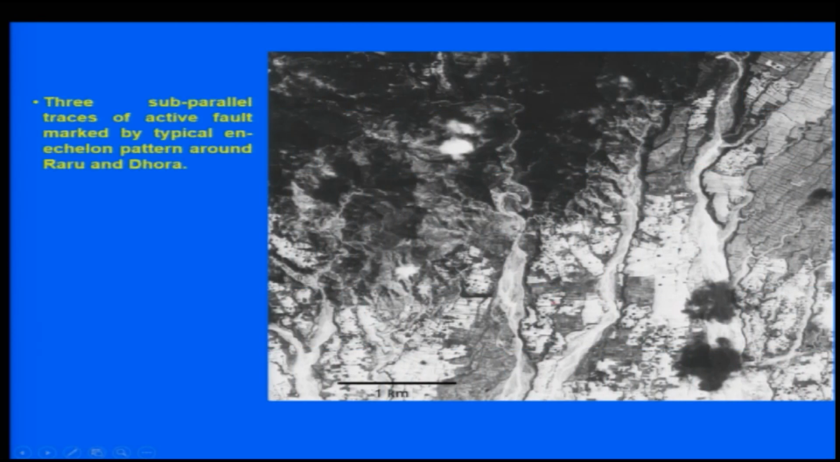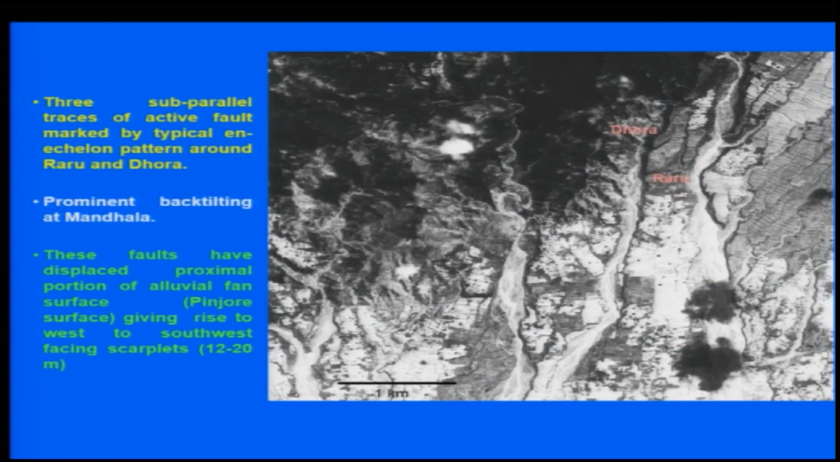The arrows mark that. The back tilting which comes here is at Mandala, then Raru and Dora. So you have the echelon faults here. You will be able to see this very prominently when you view the image in 3 dimensions, but the tonal variations also help us in identifying it, because there is a dark portion here which shows that there is a cliff here, and similarly over here also. So we have this and the back tilt here.